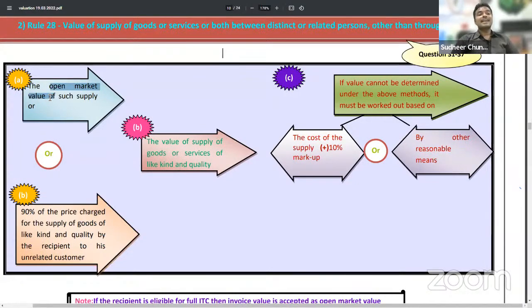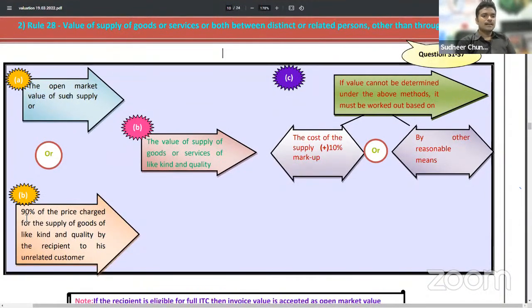You are selling to the related person. Whenever you sell the goods to a related person, as per rule number 28, the open market value will be regarded as the value of the supply. So first preference must be given to the open market value. Sir, what is the open market value? The same goods sold to unrelated persons, the price for which you are going to sell, will be regarded as the open market value. Okay, next.